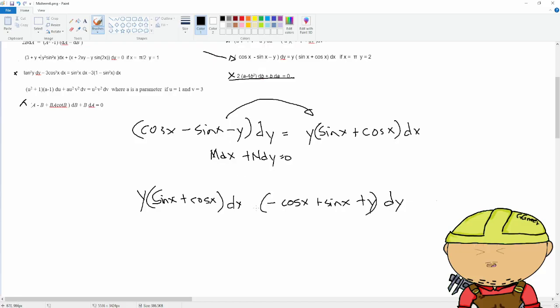Right? Because I transpose it to the opposite side. Okay, this cannot be homogeneous. There are trigonometric functions. Separable? No, we cannot separate x and y. Linear?